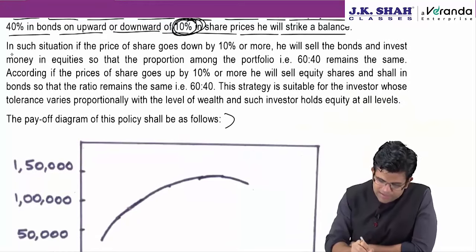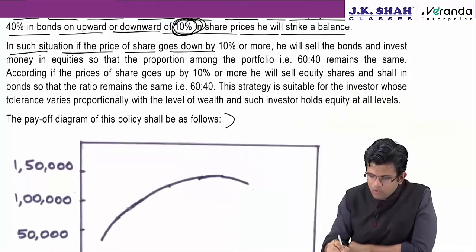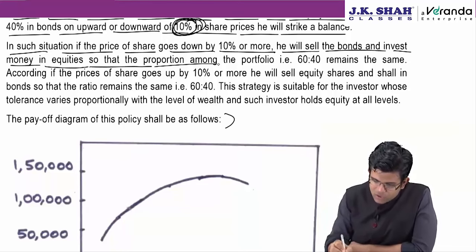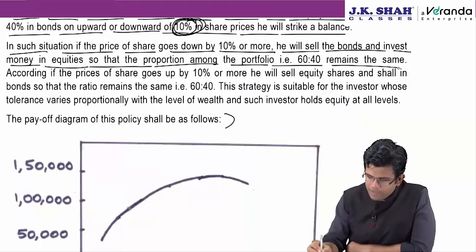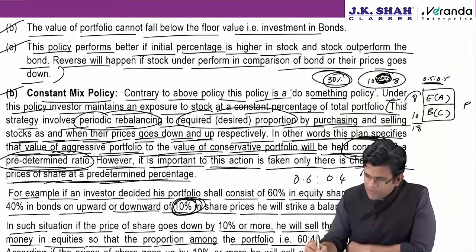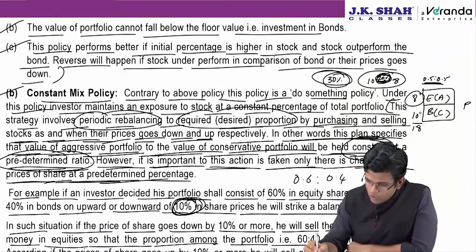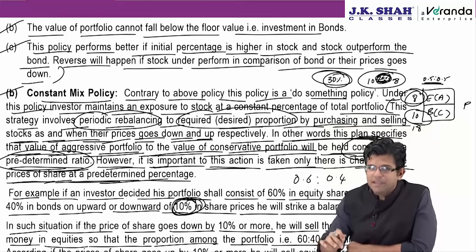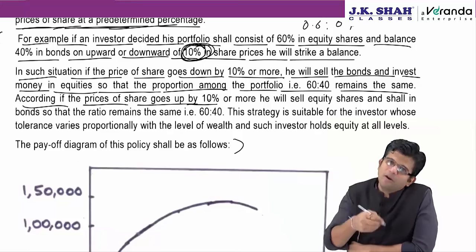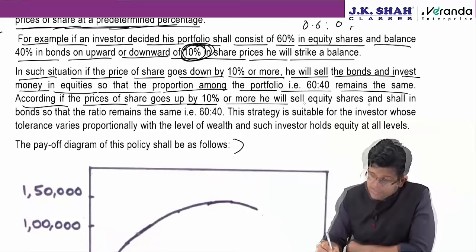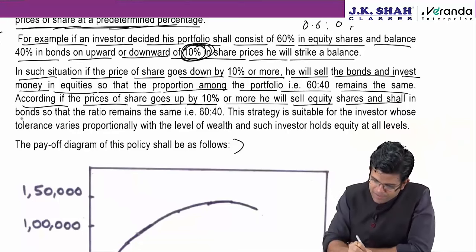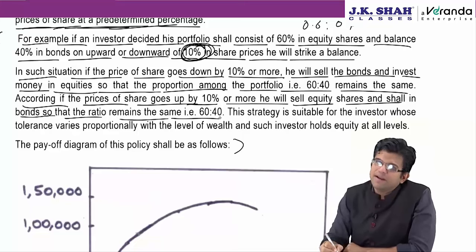Okay. In such situation, if the price of the share goes down by 10% or more, he will sell the bonds and invest money in equities so that the proportion amongst the portfolio 60-40 remains the same. That is what we did here, right? When the price of the equity went down, we immediately sold something from the bonds and invested in equity to maintain the balance. If the price of the share goes up, then opposite will happen, correct? He will sell equity shares because now the equities proportion must have risen and shall invest in the bond so that the ratio remains same, that is 60-40.